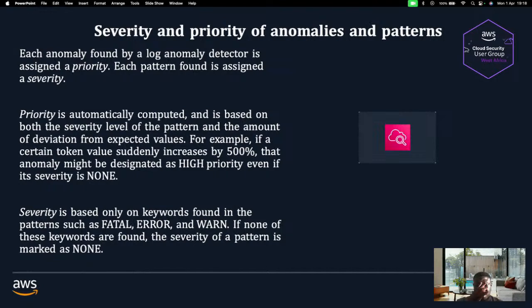Now let's go over to the severity. What does the severity actually mean? The severity is only based on keywords found in the pattern, such as fatal, error, and so on. If none of these keywords are found, the severity of a pattern is marked as none. So it's possible for a pattern to have a severity of none, but at the same time have a very high priority because there was a deviation from the baseline value for that particular pattern.